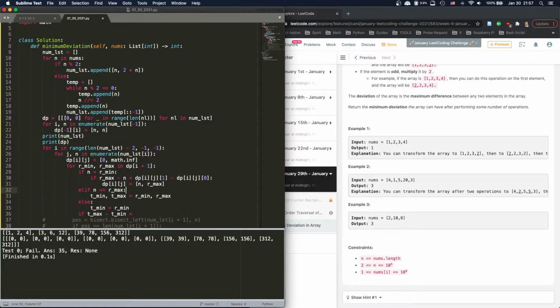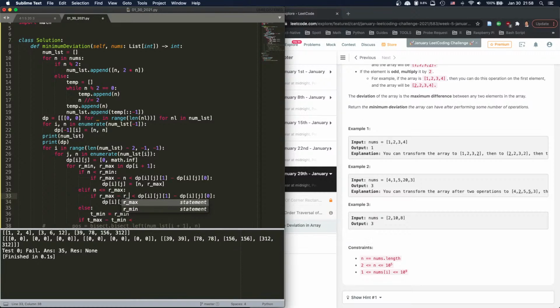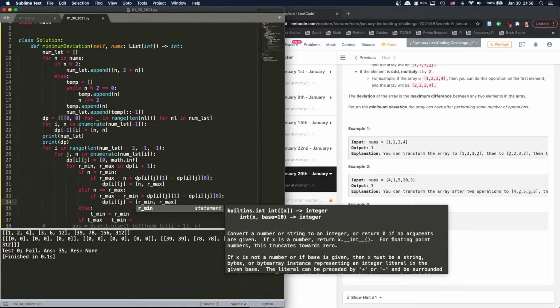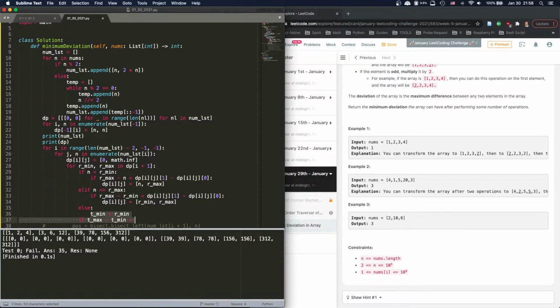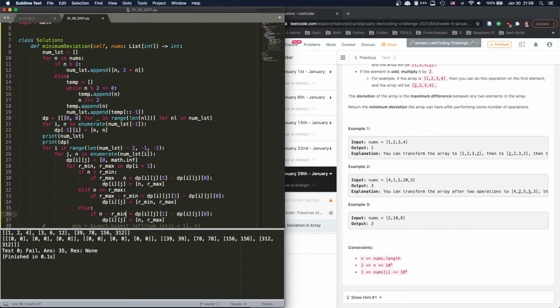Well, if it's smaller than this, and then we say if r max minus r min is smaller than this, and this one is r min, r max. Otherwise, we say the same thing. If it's going to be r min and n minus r min is smaller, so it's smaller, in a crucial one with a smaller difference.